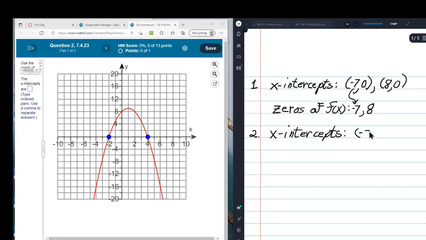So (-2, 0) and (4, 0). Notice how there are parentheses around each of these pairs of numbers. That's because those are the official names of those two points. But the zeros of the function are just the numbers -2 and 4. They're just the numbers, the values that are on the x-axis.